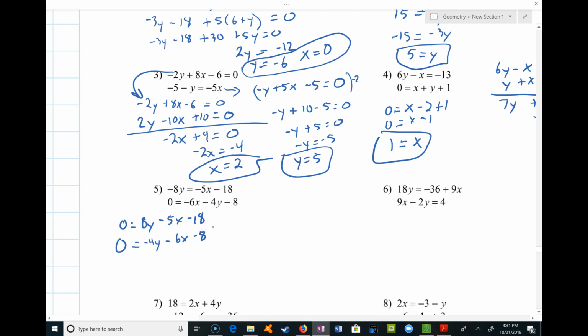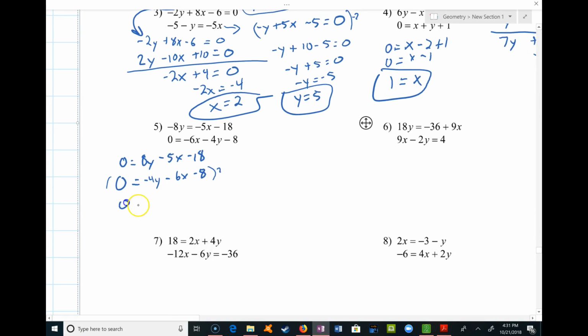And I look at that, and right now nothing's going to cancel out nicely. But if I multiply the bottom by 2, then something will happen nicely. That would give me 0 is equal to negative 8y minus 12x minus 16. So then I'm going to scratch that one out and use this one and add them together. So that'd be 0 equals 8y, and negative 8y is 0. Negative 5x and negative 12x would be negative 17x. And negative 18 and negative 16, that would be negative 34.